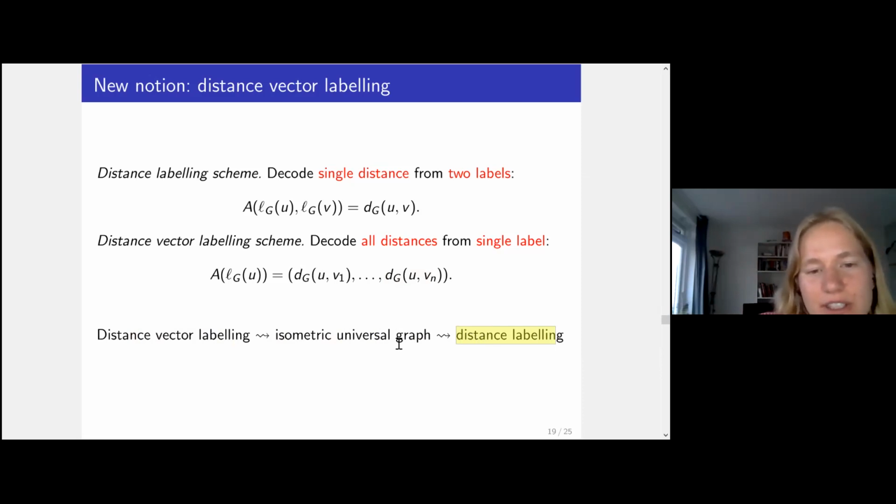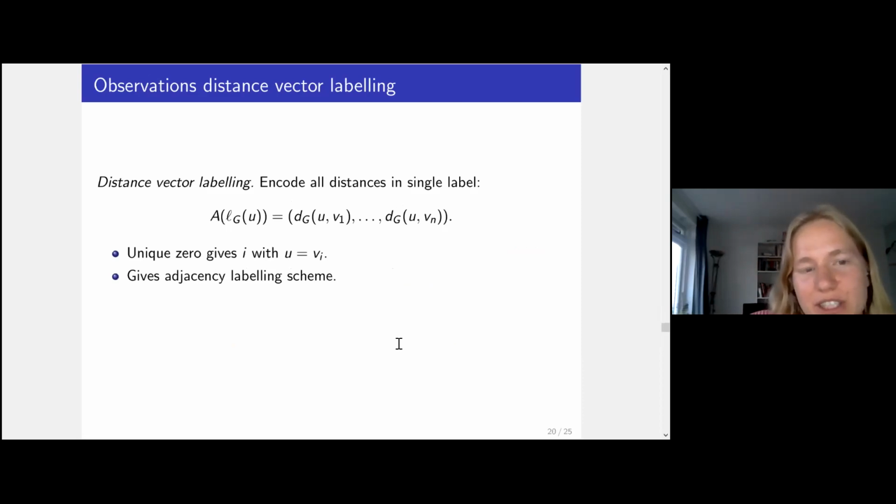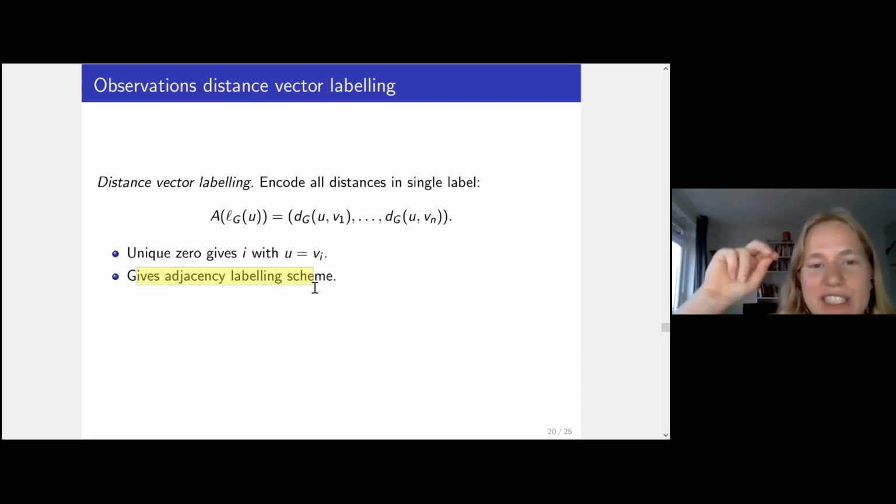Just some small observations about this distance vector labeling scheme. We'll always have a zero somewhere, and that tells us where in the sequence we are ourselves, because there's only one vertex at distance 0. Also, we can retrieve the adjacencies from the labels. If you give it two labels, you can read off its own name from the unique index with a 0, and then in the other sequence you look at the distance, and if it's 1, then it's adjacent. If it's not 1, it's not adjacent.